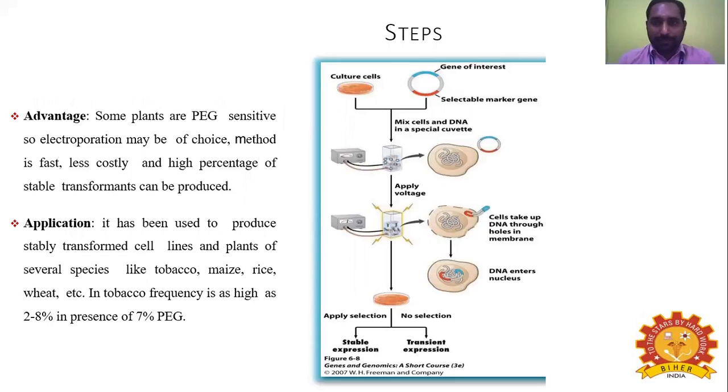So here we have the steps. If you see the steps, the culture, that is the host cells. Here you can see the culture cells, and here the vector molecule, that is the gene of interest, and this gene has been incorporated with the vector molecule. Here we have the selectable marker, and also the origin of replication, and this particular vector molecule will try to mix with the host cells.